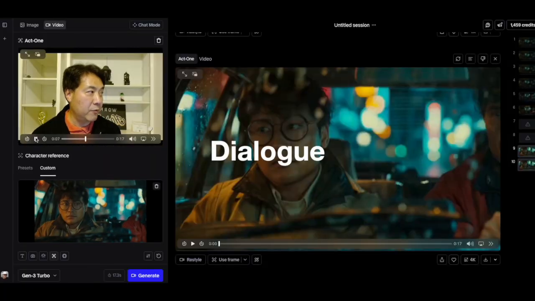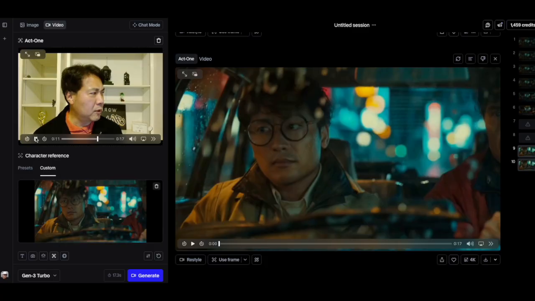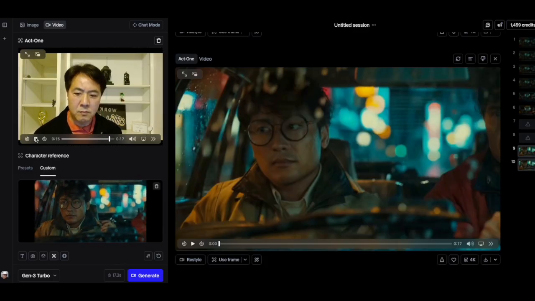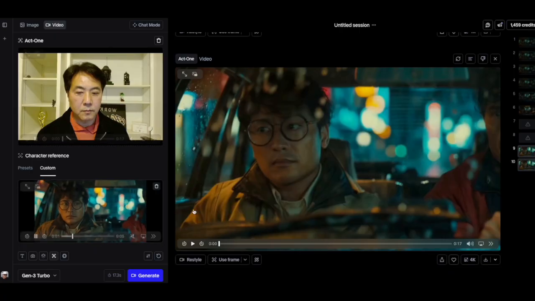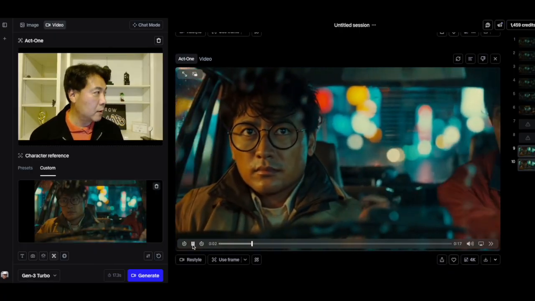Okay, now we're getting to the dialogue. This is the fun part. If you have good dialogue, if you have good voice talking, then it's very believable. But a lot of people feel like, oh, that's too AI. It's because their voice sound like AI.